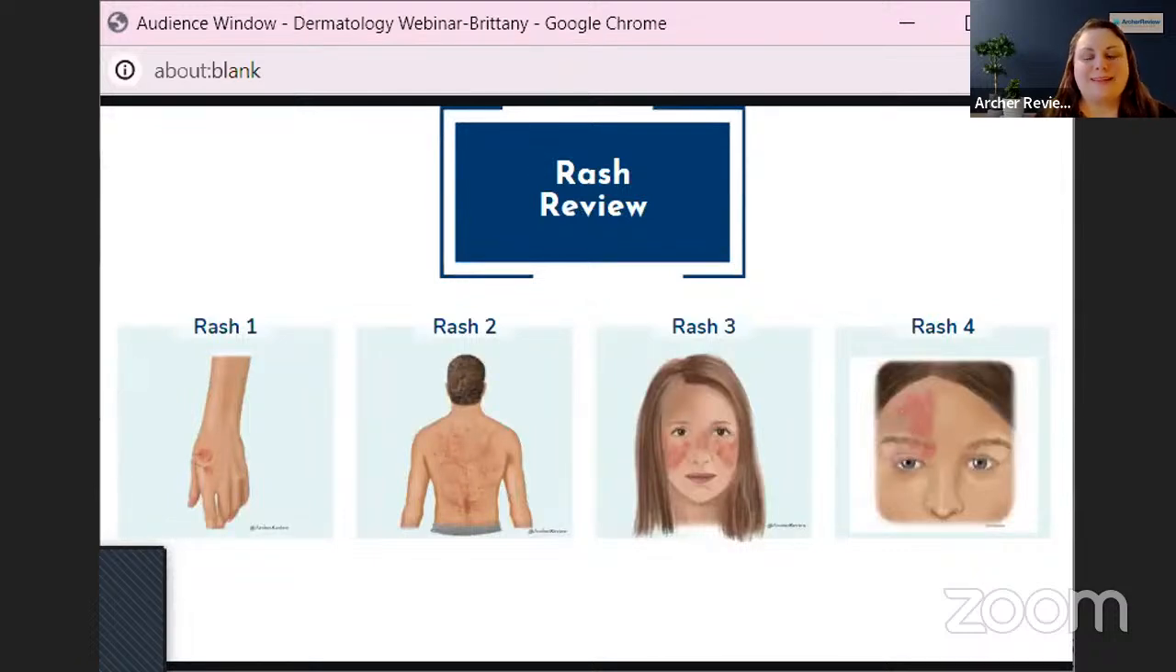I hope y'all are enjoying this. I always enjoyed the rash portion in school because it helps you put it together and see how much you know.